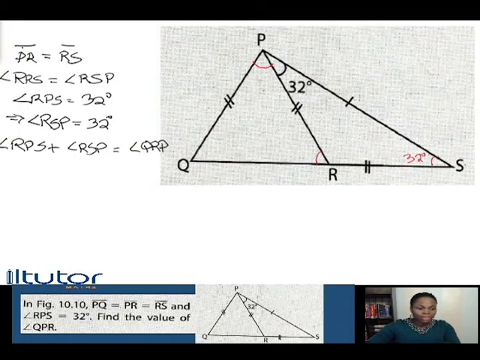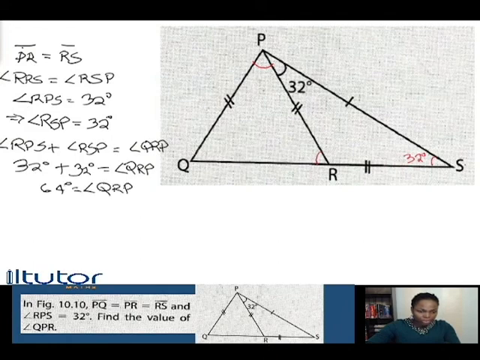So you have that RPS is 32 degrees. So 32 plus 32 degrees is what we'll have as QRP, and this is 64 degrees, and that is our angle QRP. So we have that angle QRP is 64 degrees.